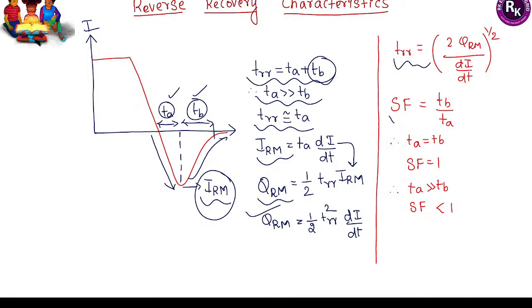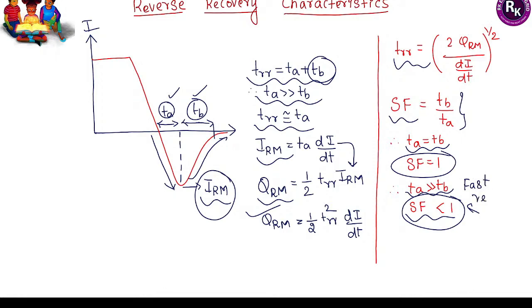After that, you have to remember the softness factor. It is the ratio of TB by TA. If the value of TA is equal to the value of TB, then the softness factor will be equal to 1. If the value of TA is far greater than the value of TB, then the softness factor SF will be less than 1. The good one is SF less than 1. That is called fast recovery devices. So the value of softness factor should always be less than 1. That is what we call fast recovery. The system will regain quickly, so that is called fast recovery.